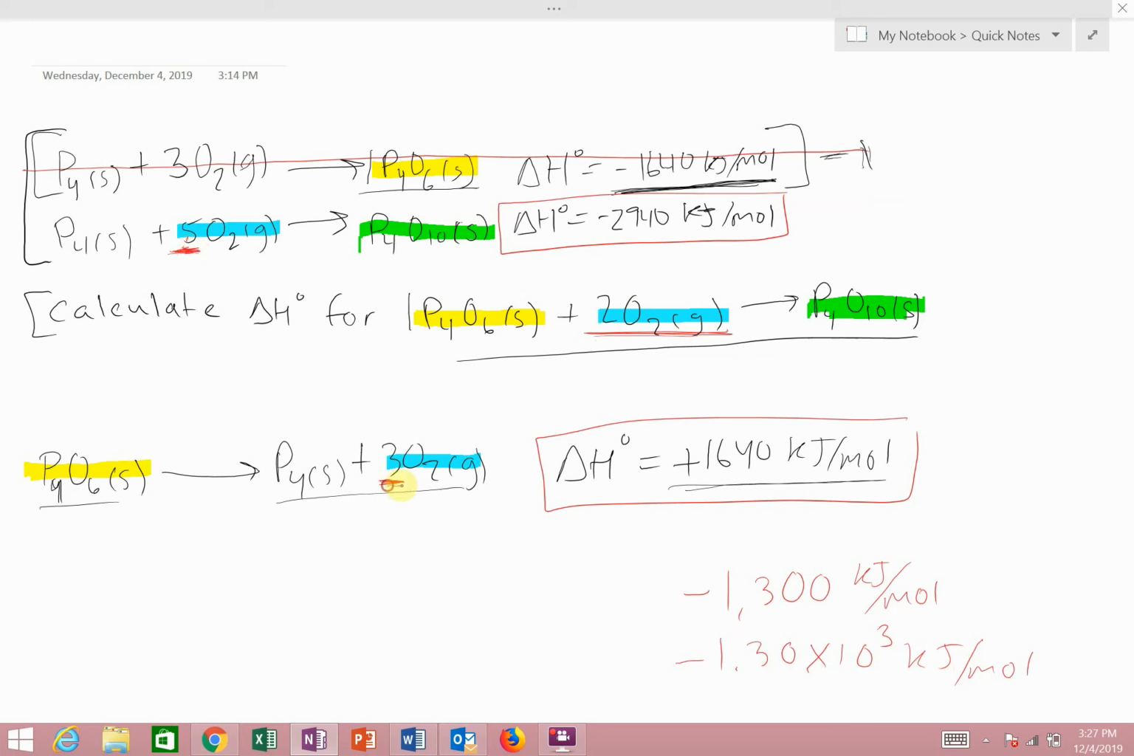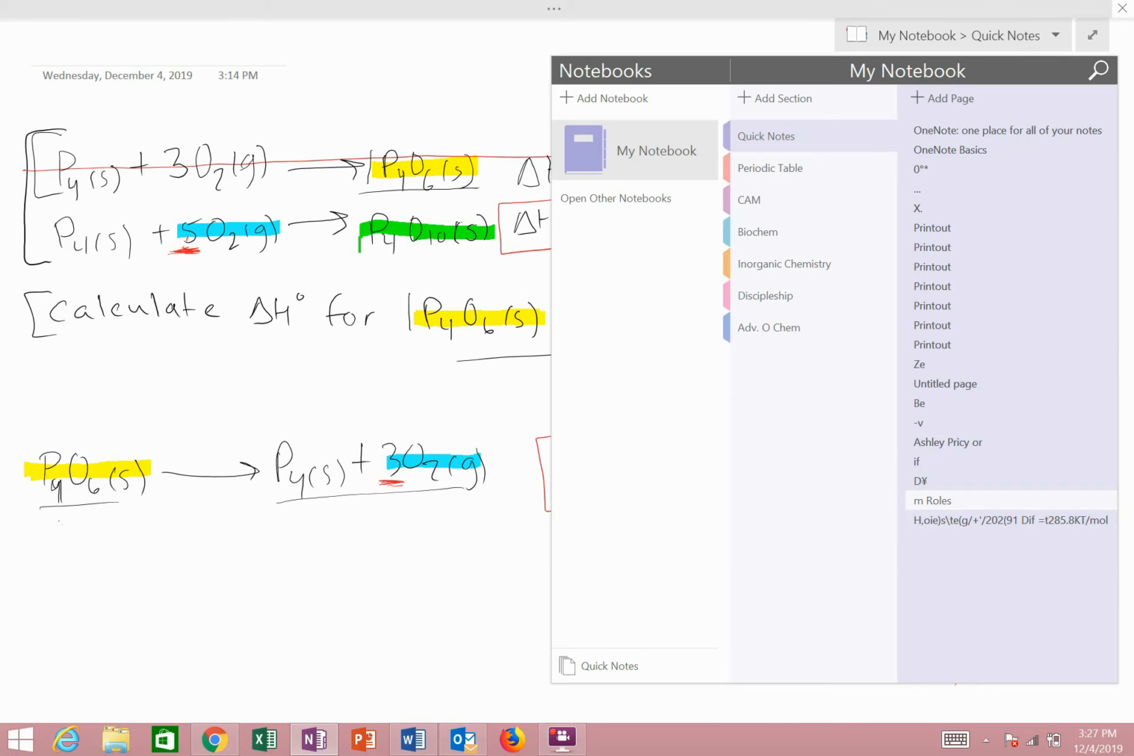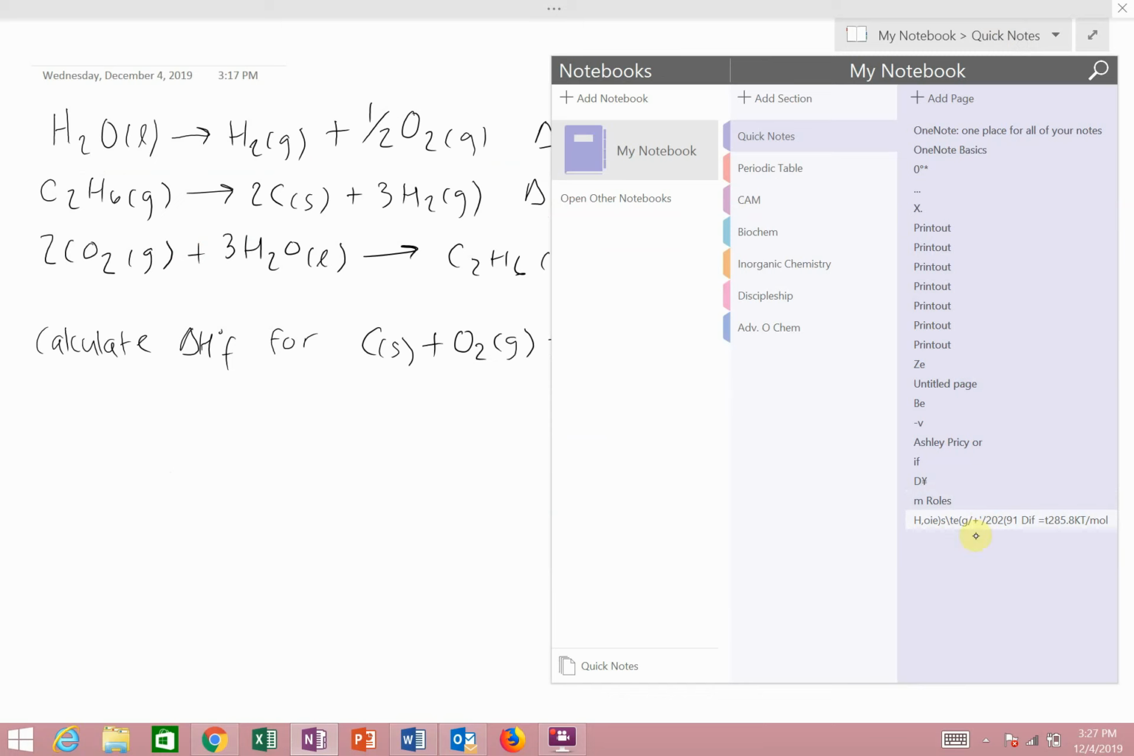Now if we had the 3 moles of oxygens on the reactant side, we wouldn't subtract them, we would add them. We would have 5 plus 3 equals 8. But since they're on opposite sides, we subtract them. So that was a simple one. So let's look at a harder one before we move on.